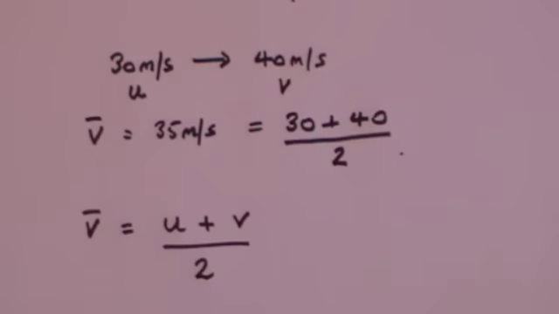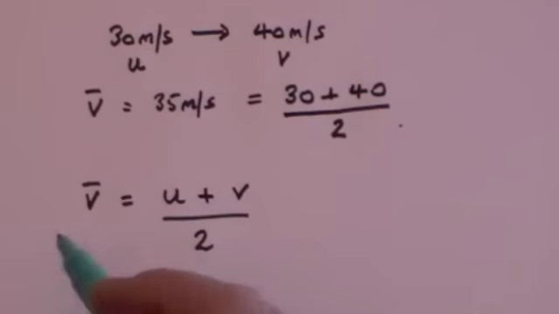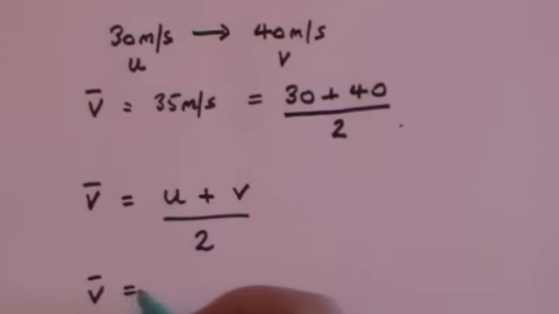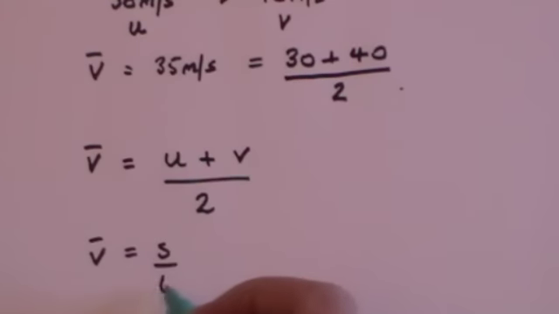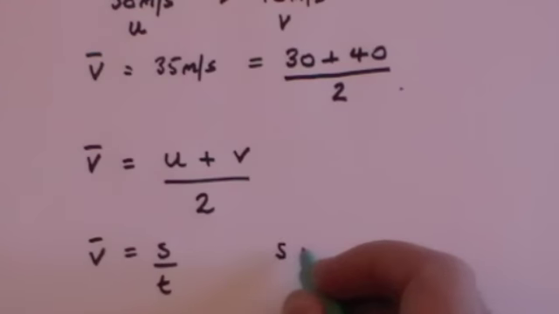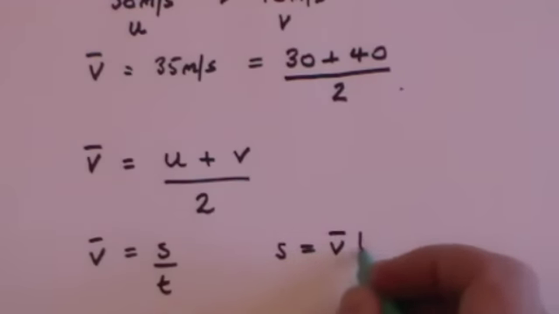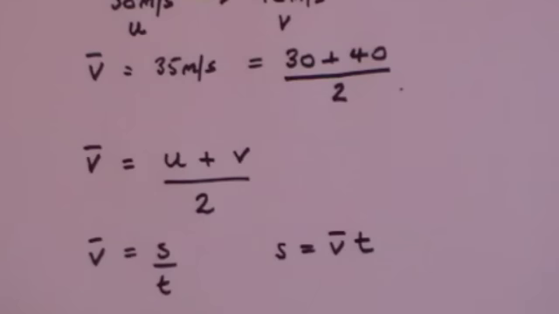But how far will you travel in that time? Well, if it's the average speed, then the average speed is going to be given by distance over time. We've already said that. That's what speed is. It's distance over time. And that means if you rearrange this formula, you get that distance is equal to average speed times time. We got that simply by multiplying both sides of this equation by t.